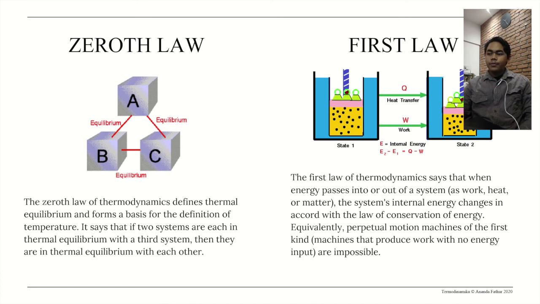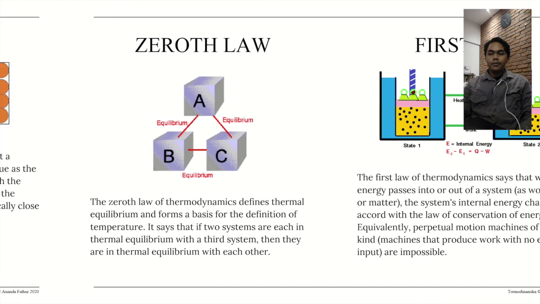And second, the first law. The first law of thermodynamics says that energy passes into or out of the system as work, heat, or matter. The system's internal energy changes in accordance with the law of conservation of energy. Equivalently, perpetual motion machines of the first kind, machines that produce work with no energy input, are impossible.